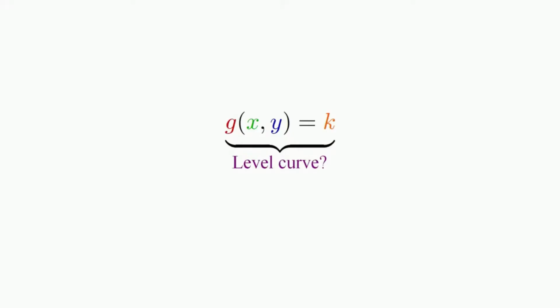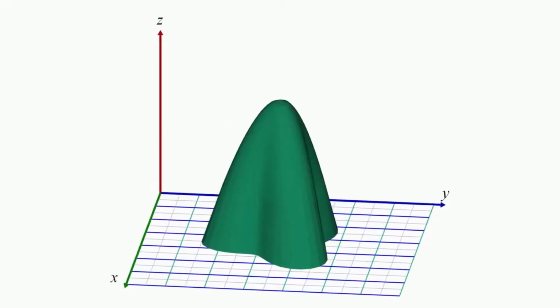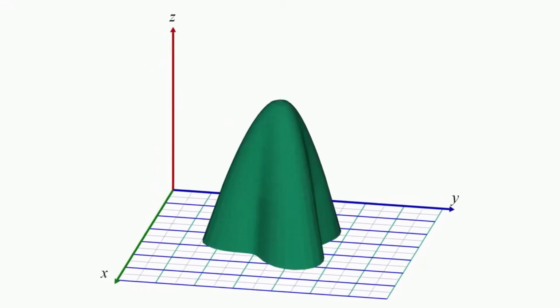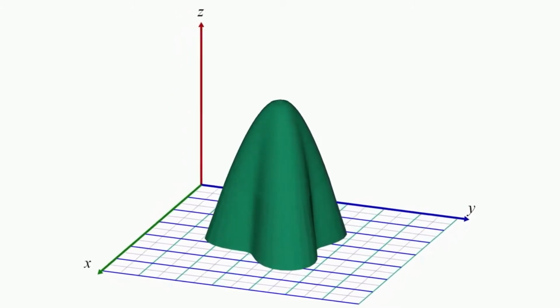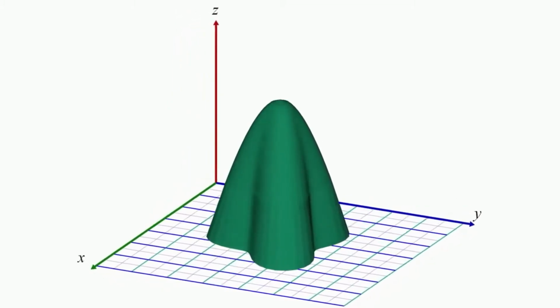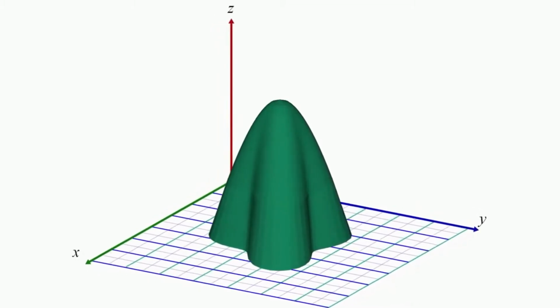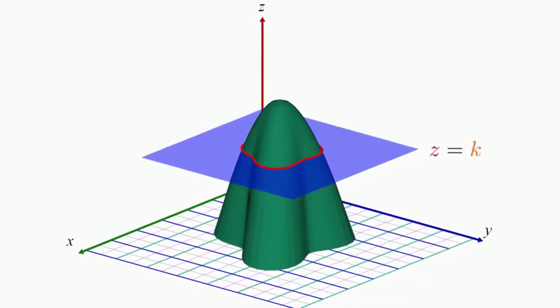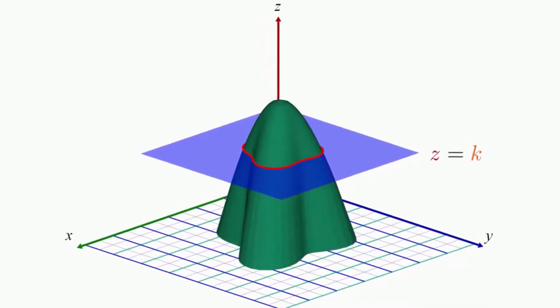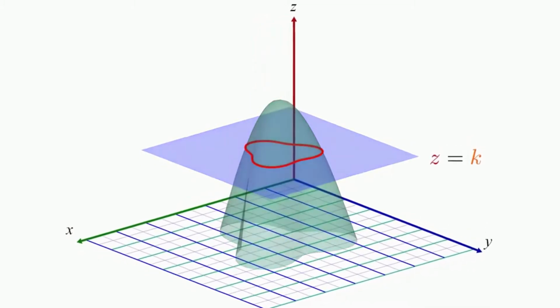surface described by the function g of x and y. As a reminder, the idea behind a level curve is it represents a set of points in the two-dimensional xy plane where the surface is, well, level. That is, at a constant height or value. This corresponds to the intersection of a surface with a plane parallel to the xy plane, which has a constant z coordinate.